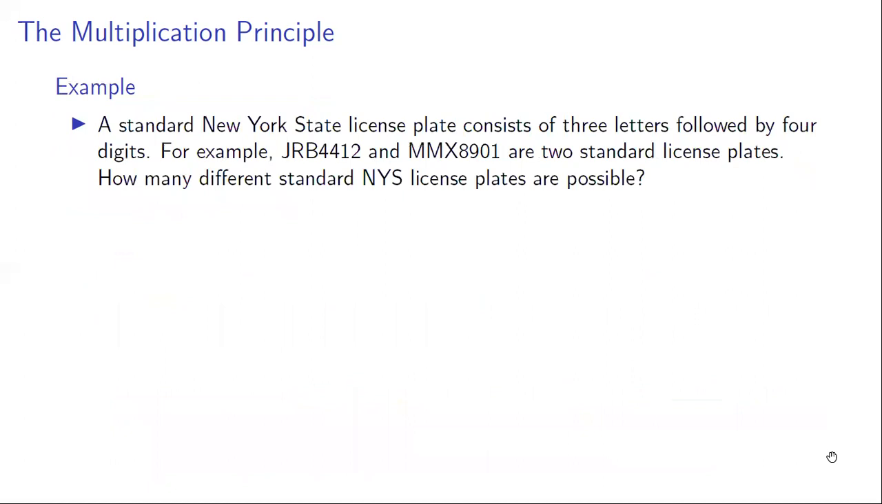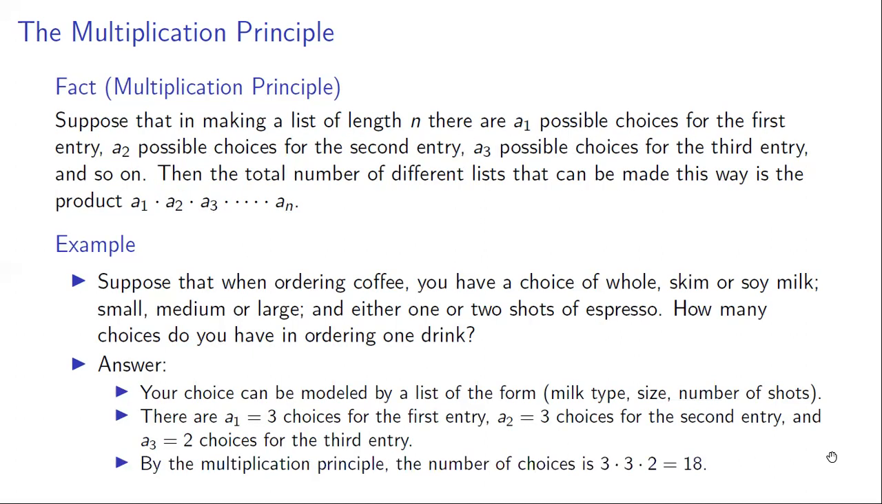Here's another example. A standard New York State license plate consists of 3 letters followed by 4 digits. For example, JRB 4412 or MMX 8901. Those are 2 standard license plates. Now notice repetition is allowed. Going back to the previous example, in that example repetition is not allowed, right? The first entry has to be one of the 3 milk types. It can't be a different type of thing.